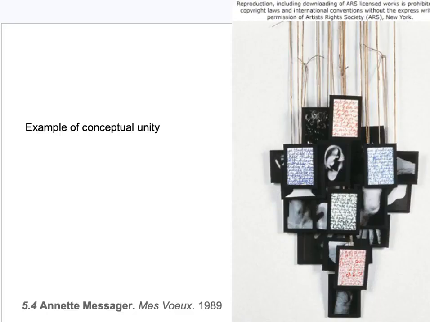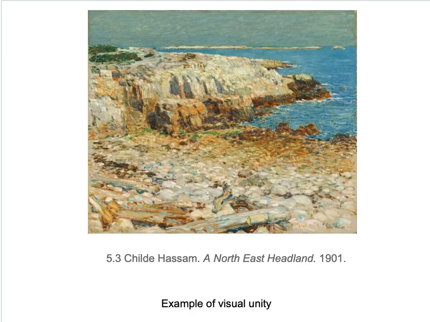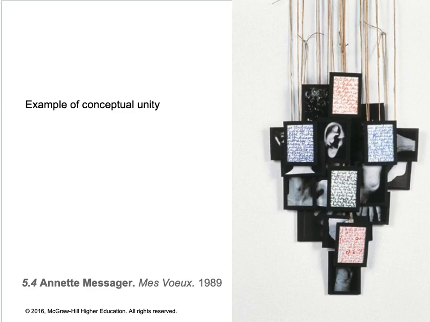Okay, so that was kind of a long description, but I hope you're starting to see how you can visually analyze something to find those elements, the ones we talked about. Just find them, and then think about what they're doing and what that is creating. Is it creating a sense of unity? Maybe so. That's visual unity. This is an example of conceptual unity.